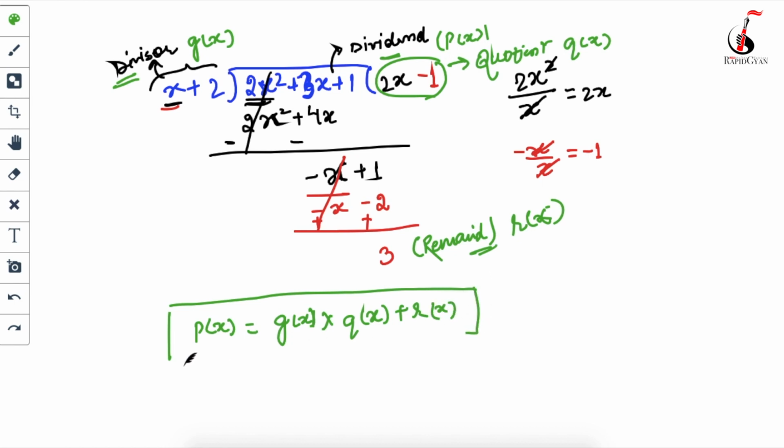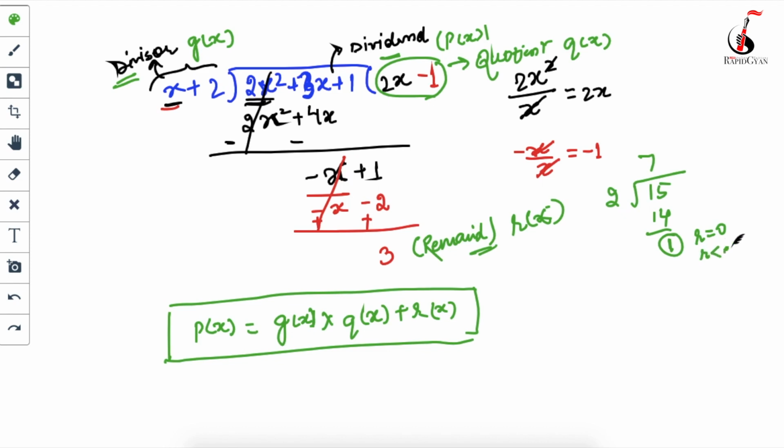So this is your division algorithm, and here also the logic will be the same. If you remember what we do in Euclid's division lemma, suppose you have to divide 15 by 2. 2 sevens are 14, and we got the remainder 1. So what's the logic for the remainder in that case? The remainder should either be equal to 0 or r should be less than your divisor, which is 2.